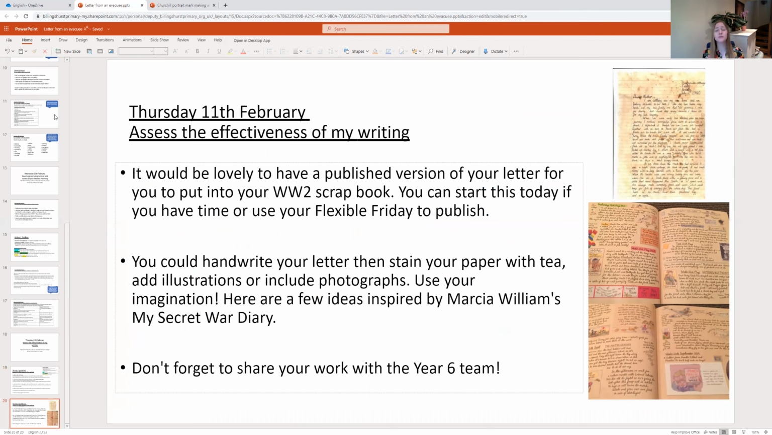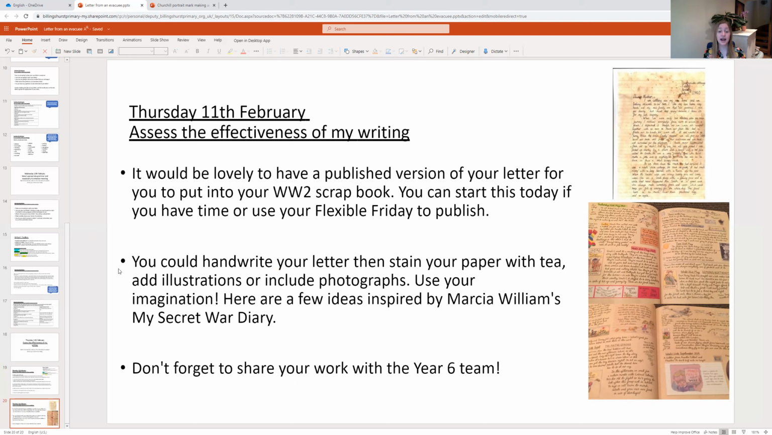Because again, we'd love to include these letters in our World War II scrapbooks when you come back to school. So you can start this today, or at least plan it out, because remember, if we want to tea stain some paper, it's always better to do that a little bit in advance, so you're not waiting too long to write on the paper. So you can plan that out today and then use your Flexible Friday tomorrow to publish your letter.